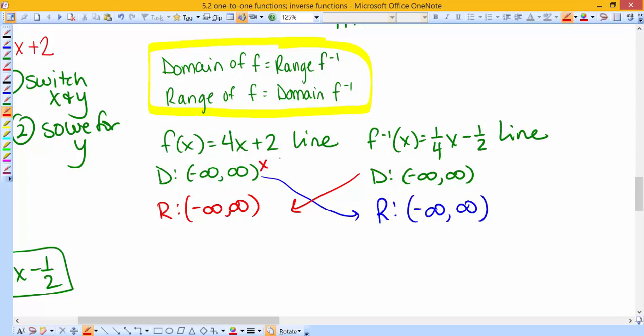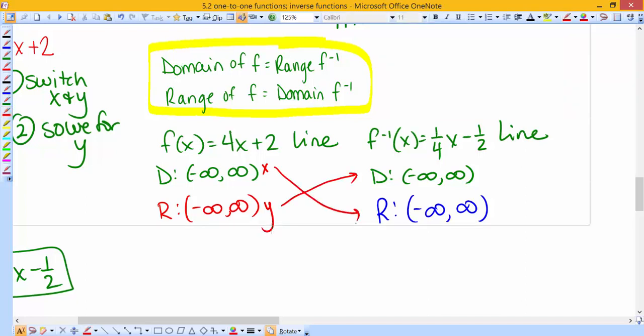This is my x values, which become the y values. These are my x values. They become the y values, and vice versa. When I have my x, I have my y, you switch them. That is now your x, that is now your y. So, easiest thing to do, find both domains and then switch them for your range.